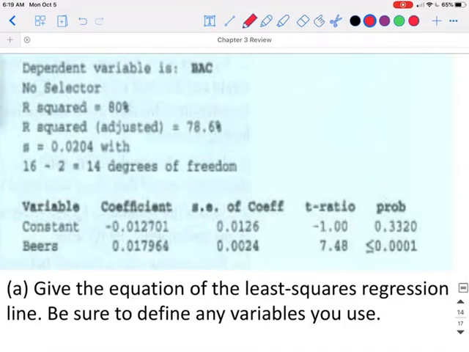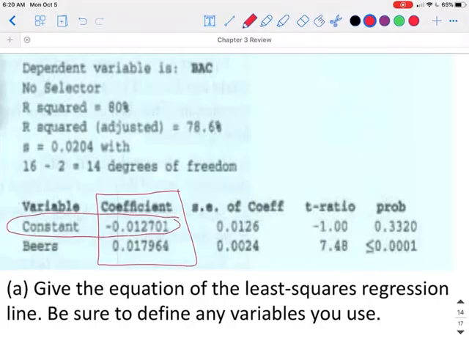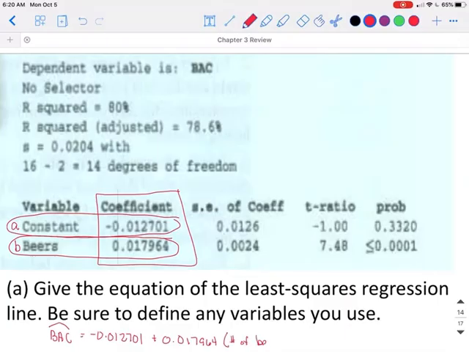Given all this information, we need to write an equation of the least squares regression line and be sure to define any variables that you use. Now, we have the coefficients. The constant is your a value, and because we're changing the number of beers, we know that is your slope or your b value. So we can say our predicted blood alcohol content is equal to negative 0.012701 plus 0.017964 times the number of beers.